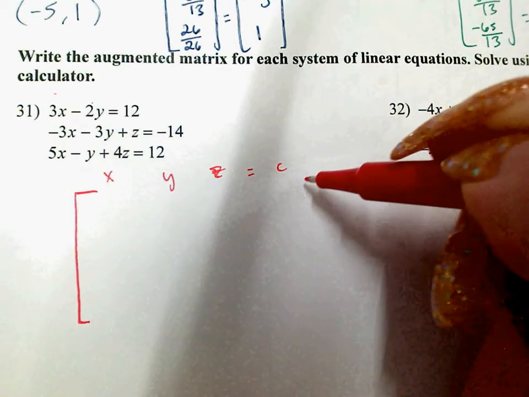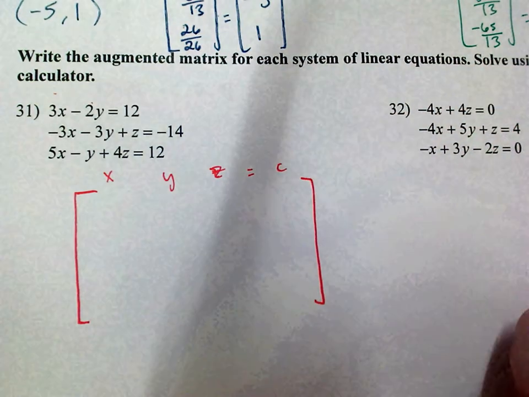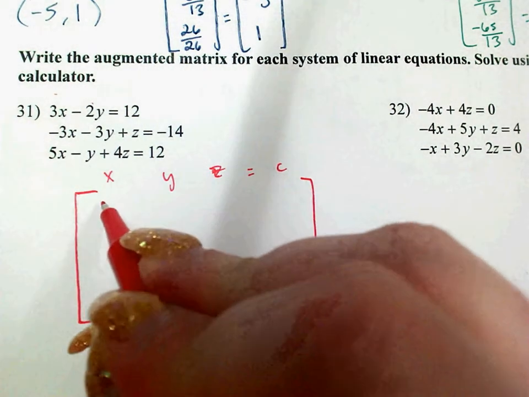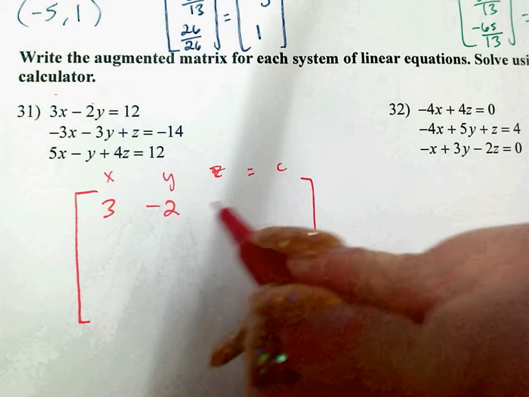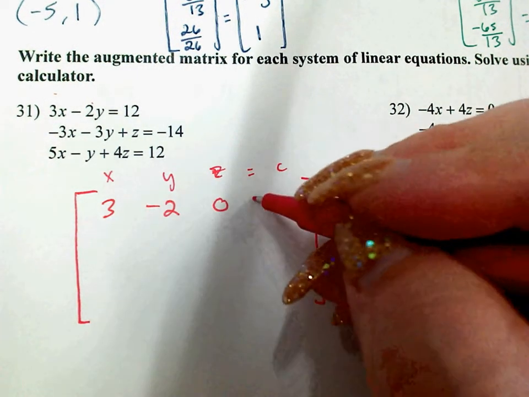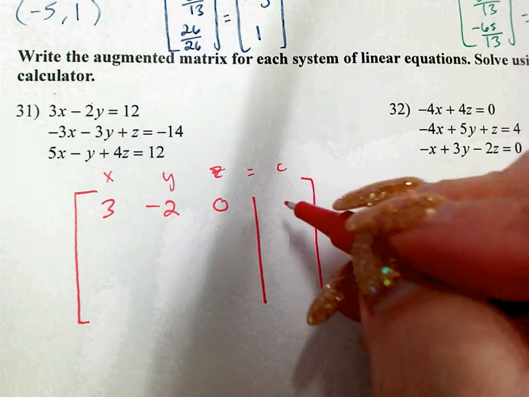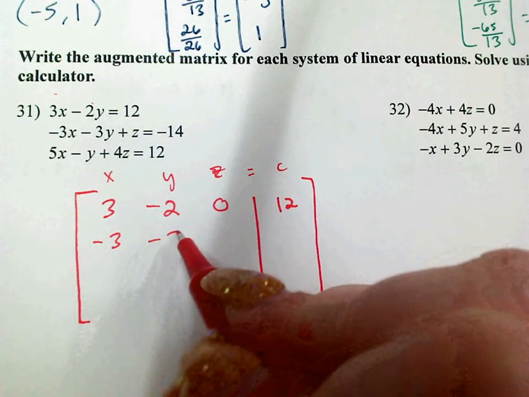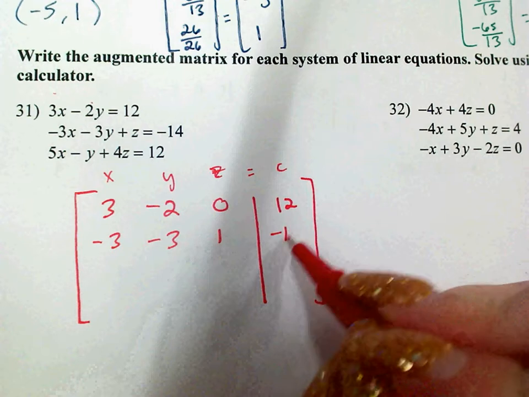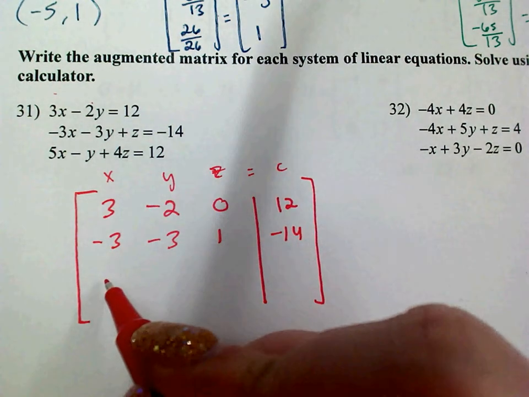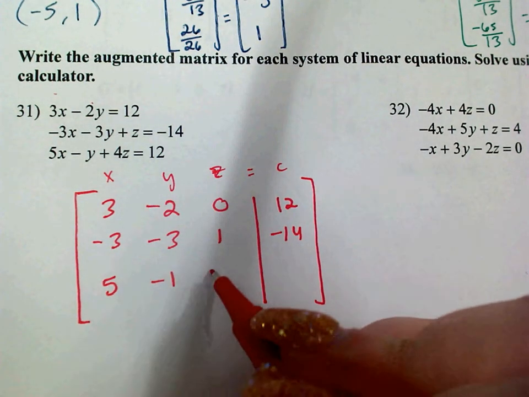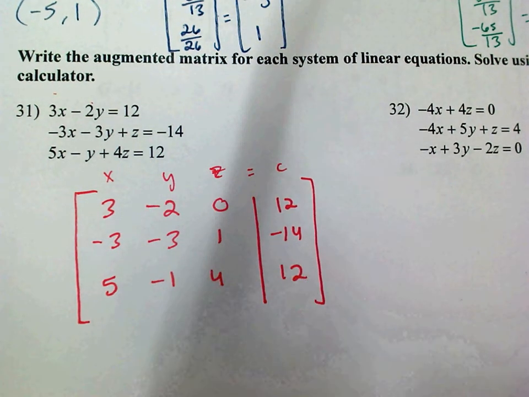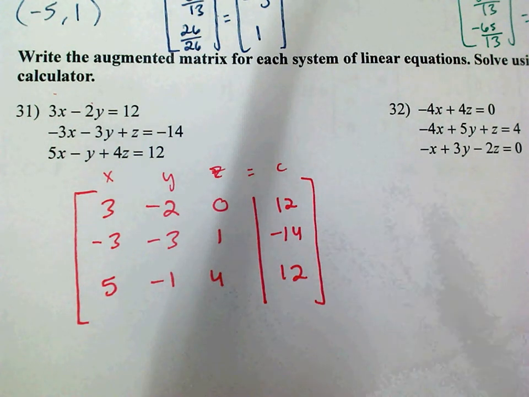All right, so in the first equation, we've got a 3x, a negative 2y, no z. Augmented matrix, you put the bar for the equal sign, and then the 12. You've got negative 3, negative 3, 1, negative 14, and then we've got 5, negative 1, 4, and 12. So if they were not in the correct order, then you've got to make sure you put them in the right order. And then it says use RREF in the calculator.